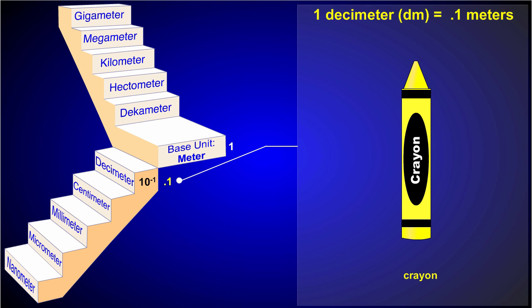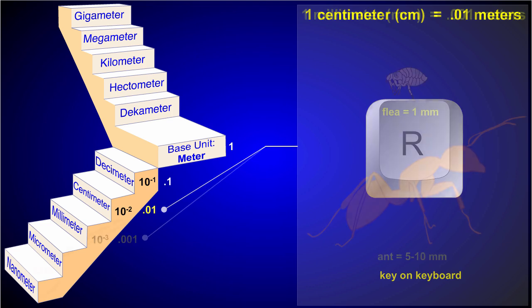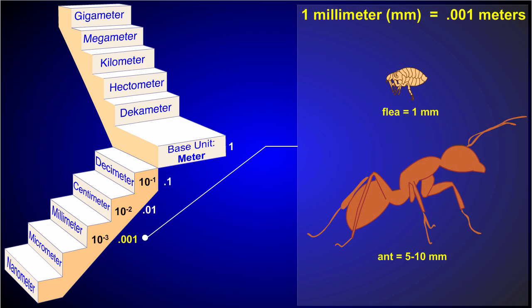Decimeters are 10 times smaller than meters. A decimeter is equal to 1/10 of a meter, or about the length of a crayon. Centimeters are 100 times smaller than meters. A key on your computer keyboard is about a centimeter in length. Millimeters are 1,000 times smaller than meters. A flea is about a millimeter in length, and ants are around 5 to 10 millimeters.